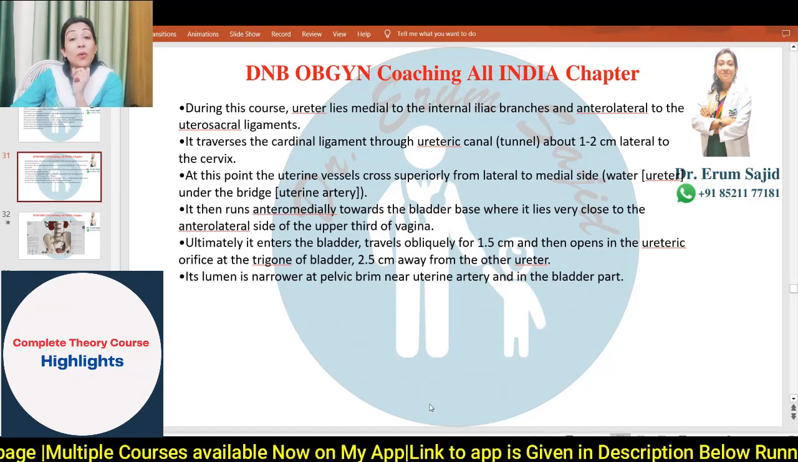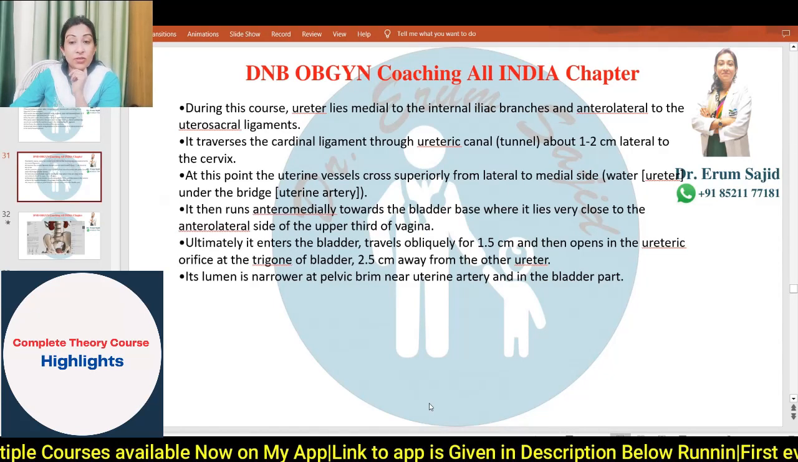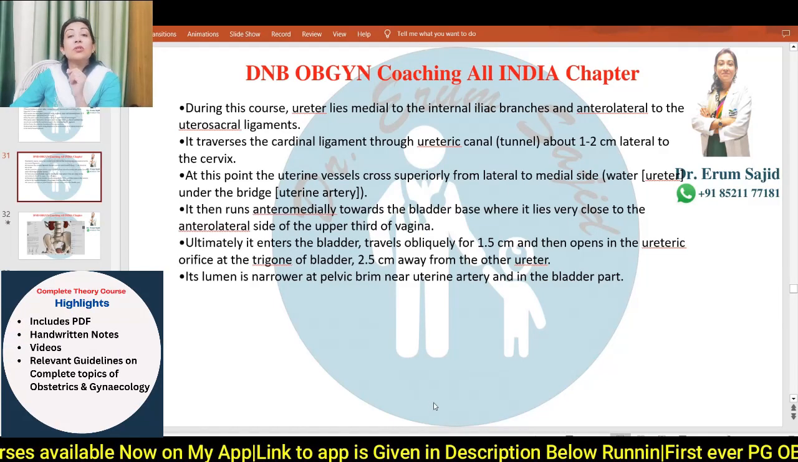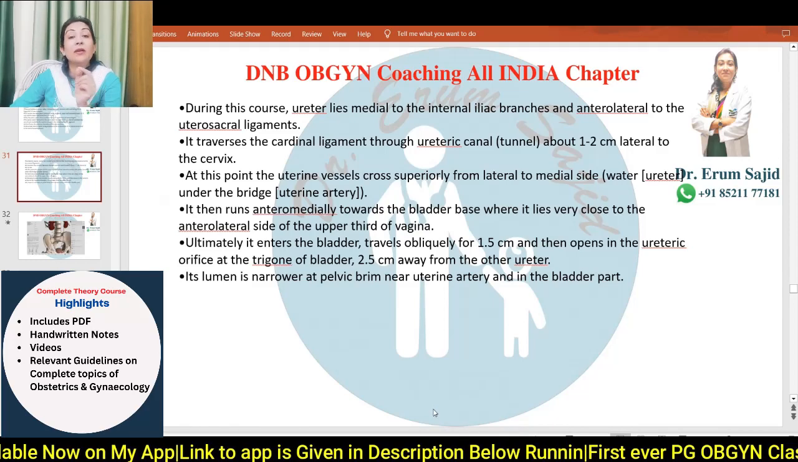Its lumen is narrower at the pelvic brim, near the uterine artery, and in the bladder part. I just told you the constrictions. Near the uterine artery, bladder part, pelvic brim.